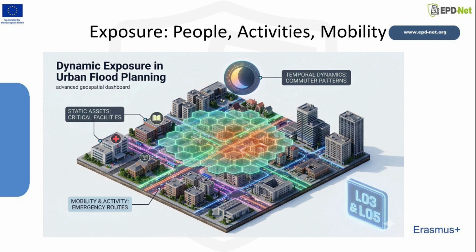Exposure also includes temporal dynamics. Commuter patterns differ by time of day. Vulnerable groups may be concentrated at particular times. Planning outputs should therefore clarify what exposure represents: residents, daily population, or critical service dependence.